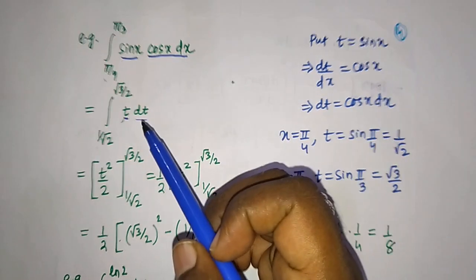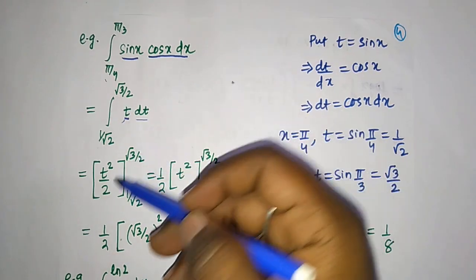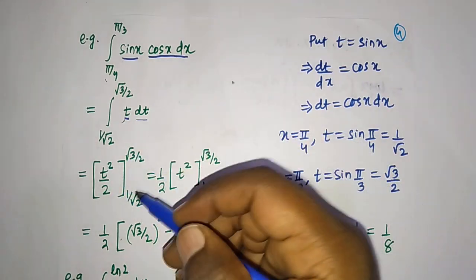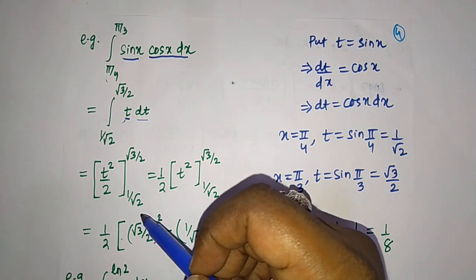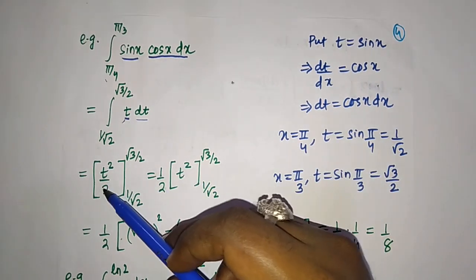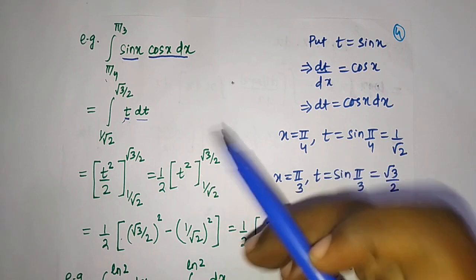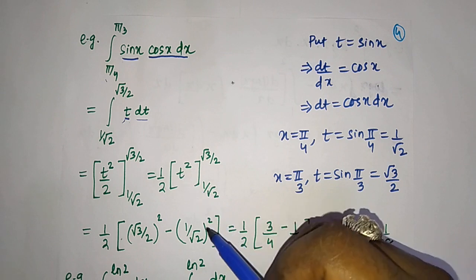Okay, here I have written. Then you know integration of t is what? T square by 2. Integration of t is t square by 2. So integrate here, then here is the upper limit, here is the lower limit. Then here 1 by 2 is a constant term, take it to the outside of this bracket, only t square is there. Okay, now put upper limit, then minus lower limit.